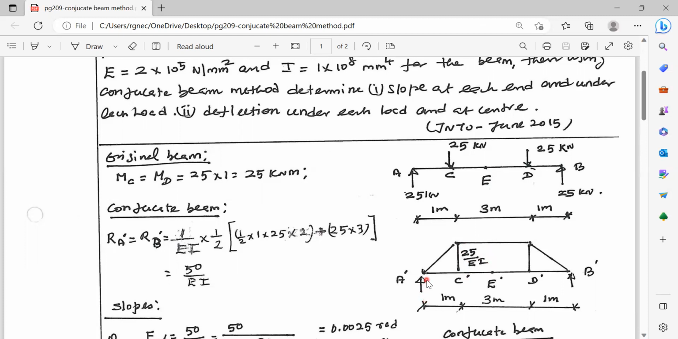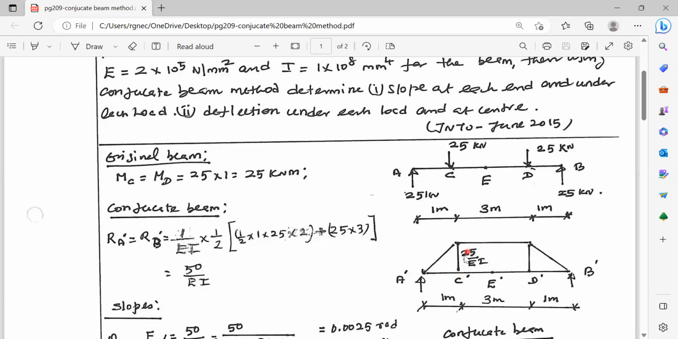What about the arm distance? For RA, the arm distance is equal to 1 meter plus CE. CE is equal to 1.5 meter because this distance is 3 meter. Therefore, for RA, the arm distance is 1 plus 1.5, 2.5 meter. And this triangular load, the resultant is acting at a distance of 1/3 of its base. So we are calculating the bending moment about the point E. The arm distance with respect to E is equal to 1.5 plus 1/3. 1/3 is 0.33 meter plus 1.5 meter, that is 1.88 meter.